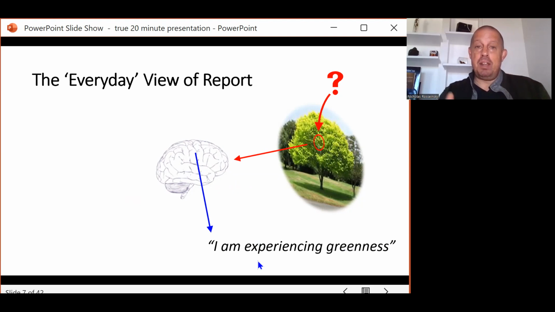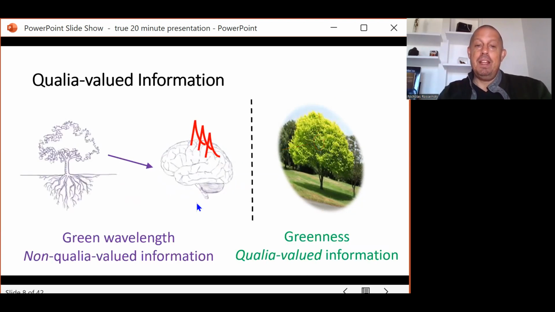Now, frankly, in an everyday mode, it seems insane to even question this. But note that verbal report, that is speaking, must involve the brain's control of the body, the mouth and the vocal cords, for example. And as the paper and associated work shows, the ability of matter-constituted systems, such as a brain and a body, to reliably and meaningfully report on qualia-valued information like greenness is one of the greatest, most overlooked, and I would argue most fruitful scientific questions of our time.